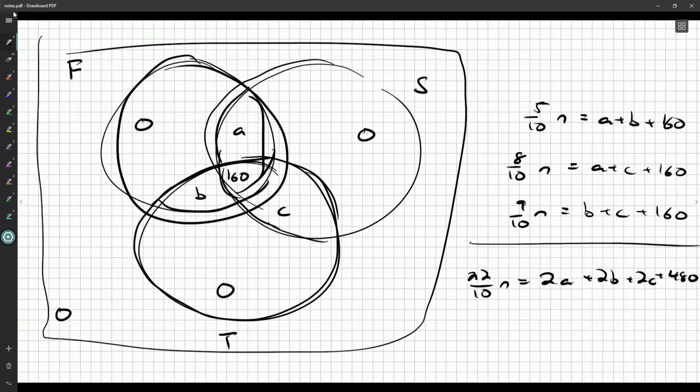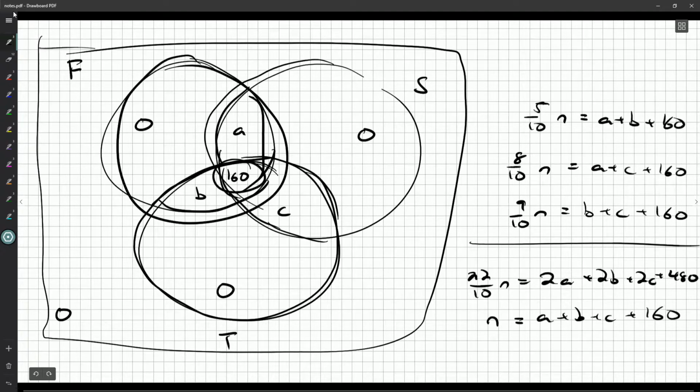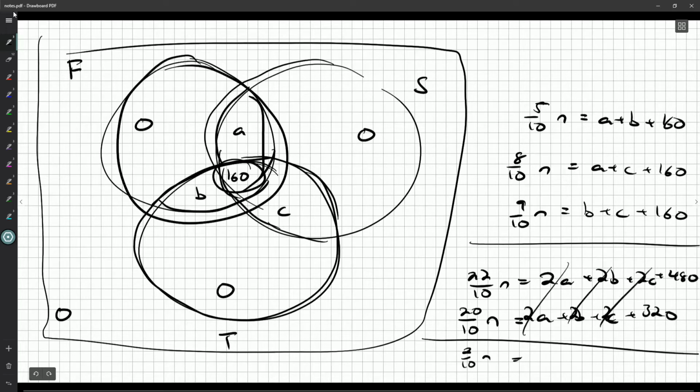And you say, great, now I've got even more numbers to work with. But you have to remember the total number of students, period, is A plus B plus C plus the 160 in common to everything. So I know N is A plus B plus C plus 160. And if I double that, make it 20 over 10N, I get 2A, 2B, 2C, and then twice 160 is 320. And if I subtract, I get 2/10 N over here. A's, the B's, the C's cancel out. 480 minus 320 is 160.